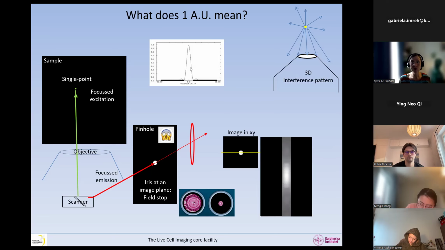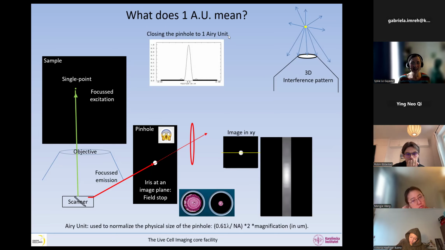If you open more, if you have a pinhole at 2 Airy units, you're going to get some of the rings and decrease the contrast. If you have a pinhole that is smaller than 1 Airy unit, you're going to lose a lot of the light because you are shutting off part of the main blob. This is what 1 Airy unit means. We will discuss a bit later when we want 1 Airy unit, when we want more, or when we want less. It is not the case at all that we set 1 Airy unit for everything.